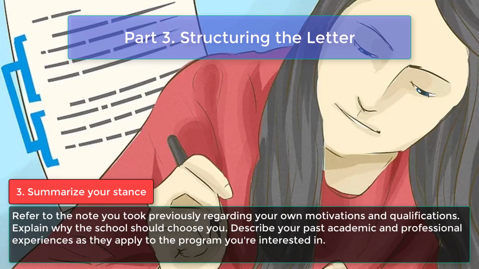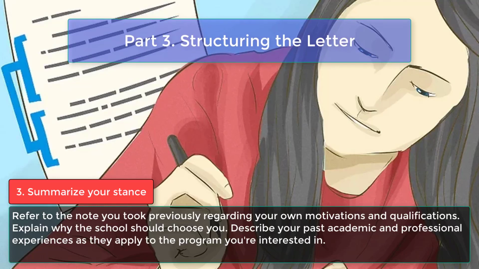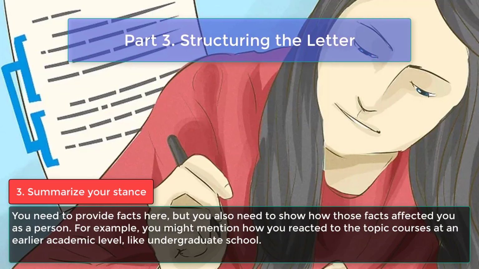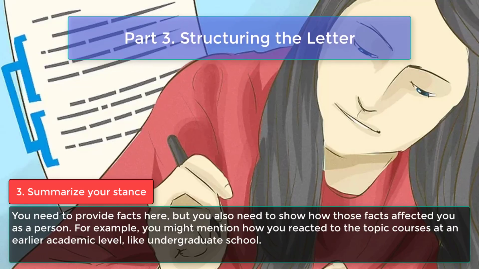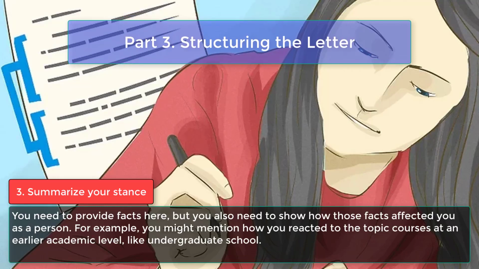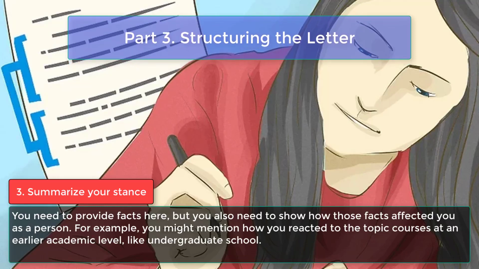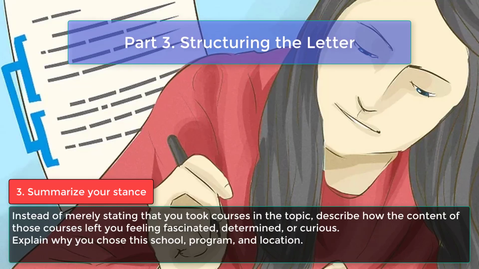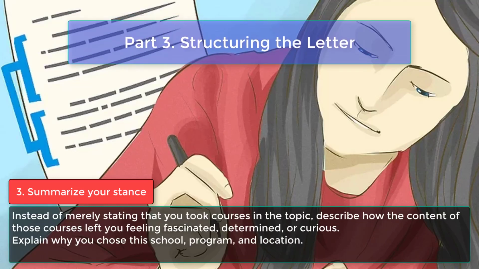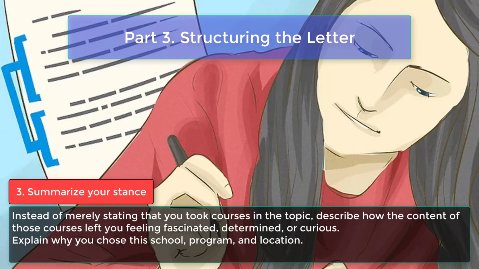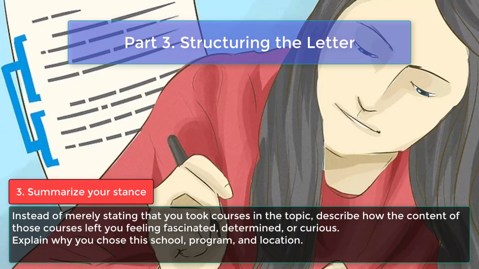Describe your past academic and professional experiences as they apply to the program you're interested in. You need to provide facts here, but you also need to show how those facts affected you as a person. For example, you might mention how you reacted to the topic courses at an earlier academic level, like undergraduate school. Instead of merely stating that you took courses in the topic, describe how the content of those courses left you feeling fascinated, determined, or curious.